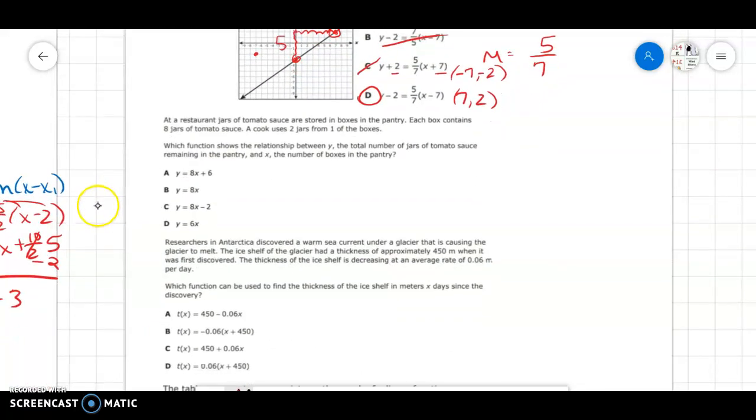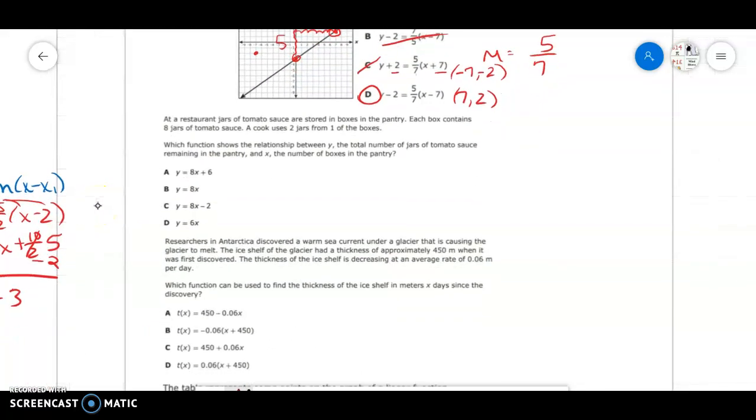At a restaurant, jars of tomato sauce are stored in boxes in the pantry. Each box has 8 jars, and they used 2. So if each box has 8 jars, and we want to know the number of jars, so 8 times x, but then we took 2 out of just 1. So this was C. Most of you did very, very well there.